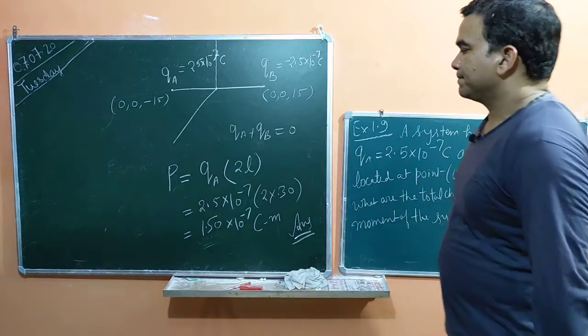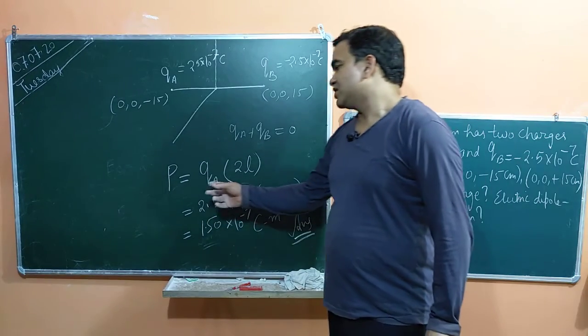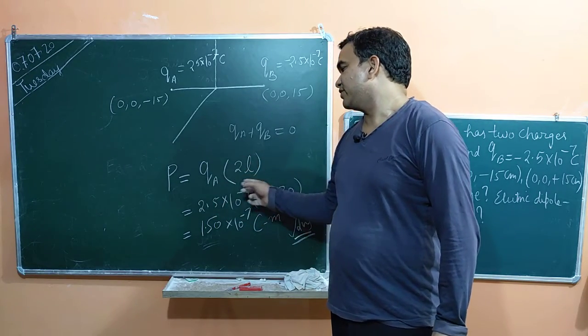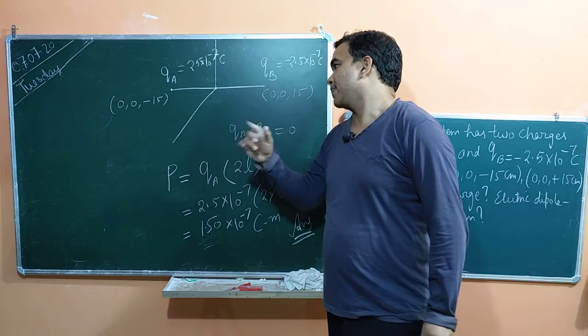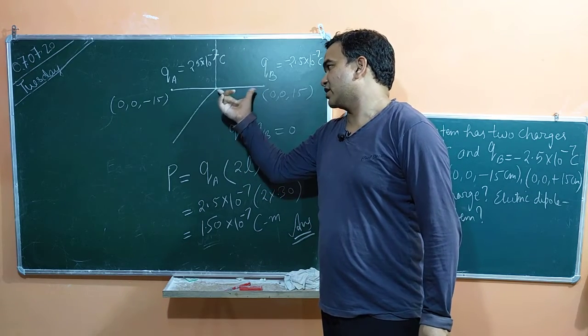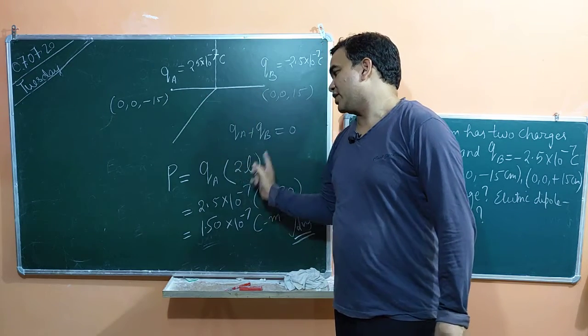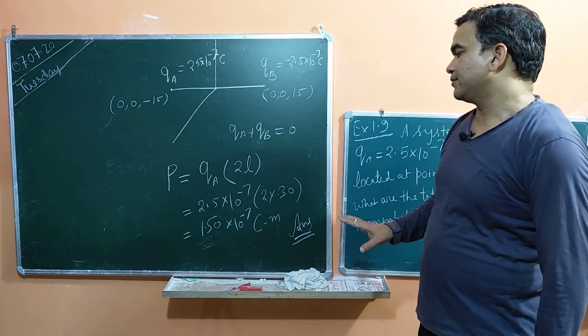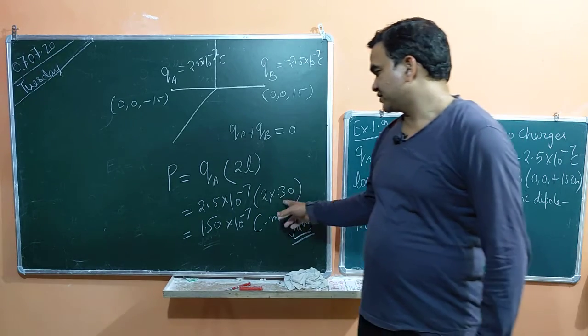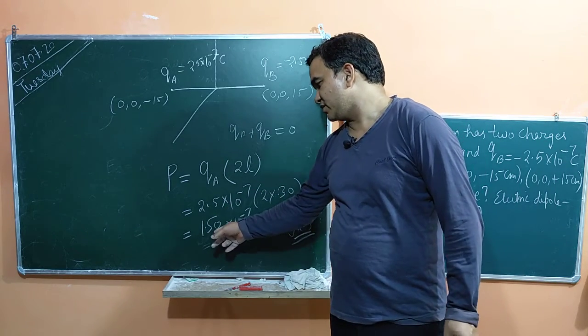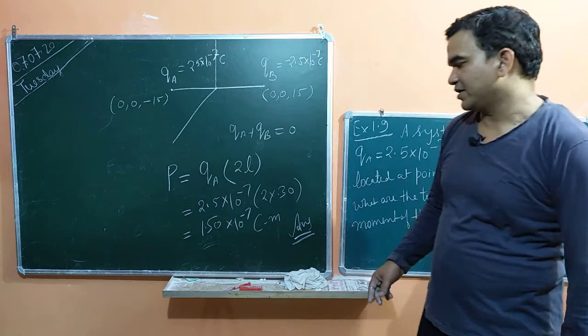ये बात समझ में आई? Charge and the distance between these two charged particles. अगर ये distance को हम L denote करते हैं, then it comes out to be 2L. इस तरीके से हमने, और एक बार और देख लेते हैं 6, हाँ 150, दो प्लेस पर डेसिमल है, ठीक.